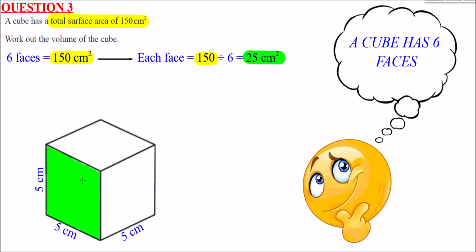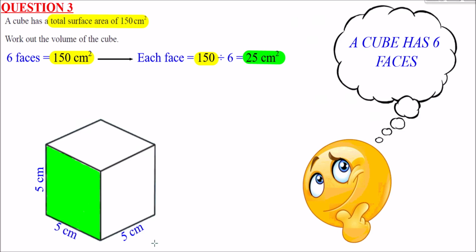So if each face is 25 square centimeters, that tells us, because each face of a cube is a square, each side of it must be 5, so that 5 times 5 gives us the 25, which we know we need. The total surface area of a cube is the area of each face combined, so that is 25 times 6, which works.